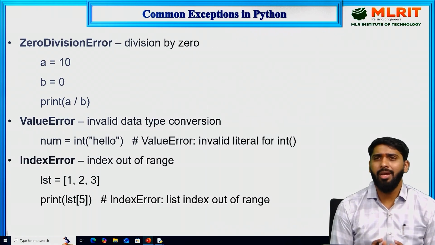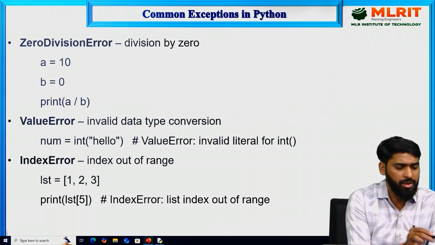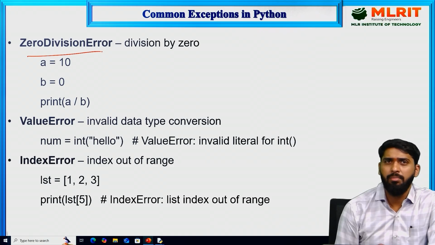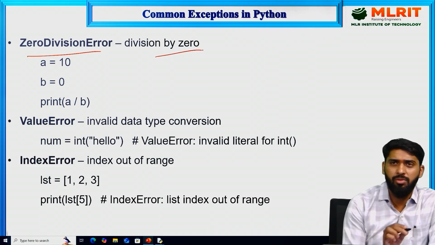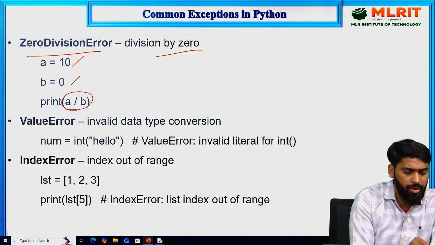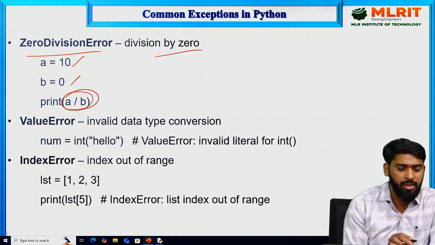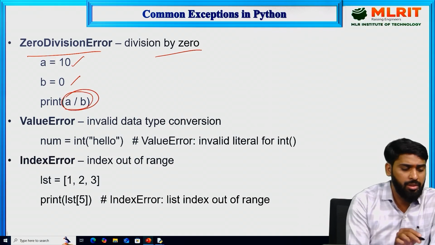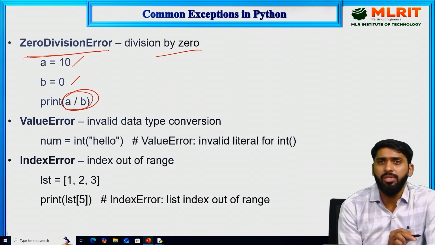Common exceptions in Python. One is ZeroDivisionError, meaning division by 0. For example, a equals 10, b equals 0. If you try to perform the division operation, then we will get an error. That error we call a ZeroDivisionError.